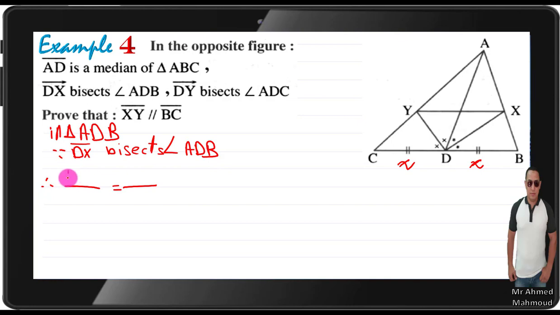AX over XB equals AD over DB. Again, since this is the internal bisector, AX over XB equals AD over DB. Okay.